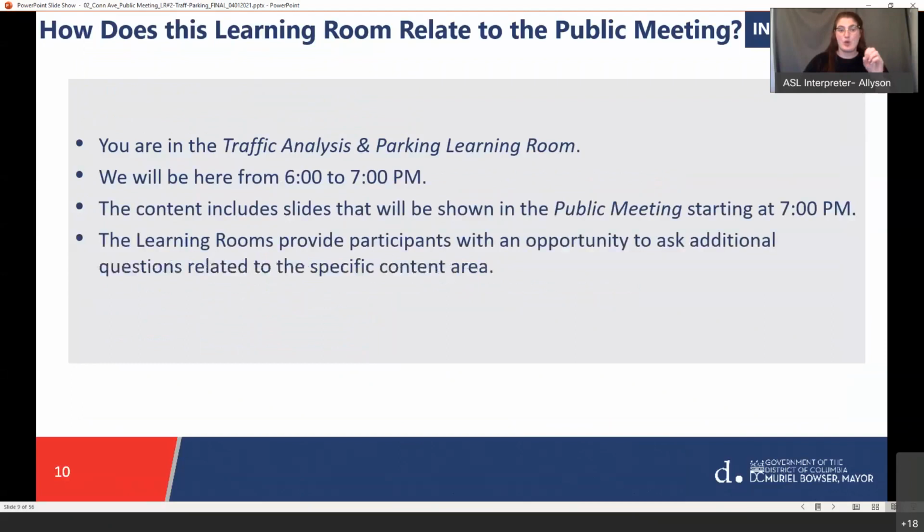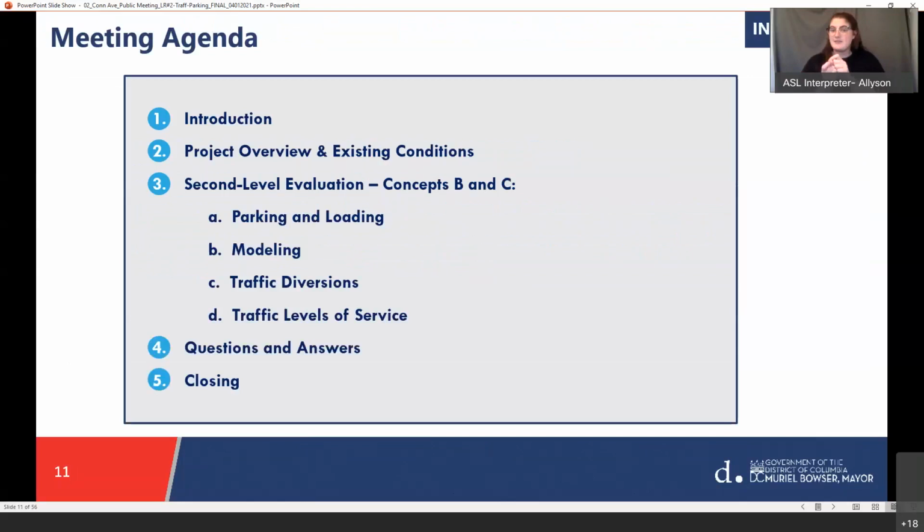You're in the traffic and analysis learning room. We'll be here tonight from 6 to 7 p.m. The content includes slides that will be shown in the public meeting starting at 7 p.m. So there will be some repetition. The learning rooms provide participants with the opportunity to ask additional questions related to the specific traffic and parking content area. In terms of our meeting agenda this evening, we'll go over existing conditions and the project overview.